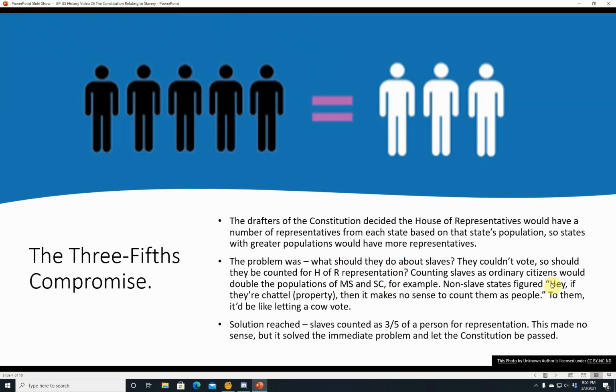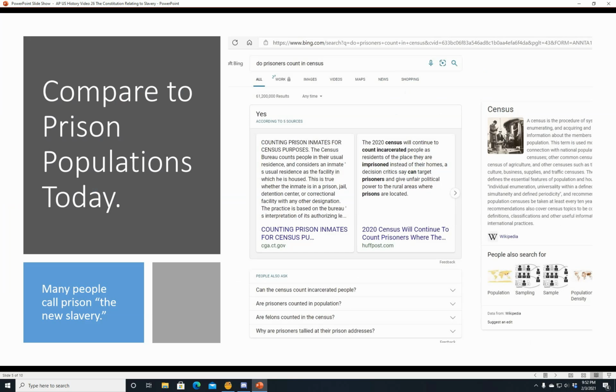The non-slave states figured, of course, as I just said, hey, if these people are chattel, just a fancy word for property, then it makes no sense to count them as people. To them, it would be like letting a cow vote, so they said, nah, it can't be 5/5. Really this whole 3/5 compromise thing seems like nonsense to us, but fine, if that's what we need to get the deal through, we'll do it. So the solution was reached: slaves counted as 3/5 of a person for representation. Made no sense, but it solved the immediate problem and let the Constitution be passed.